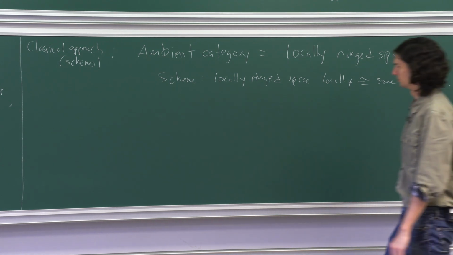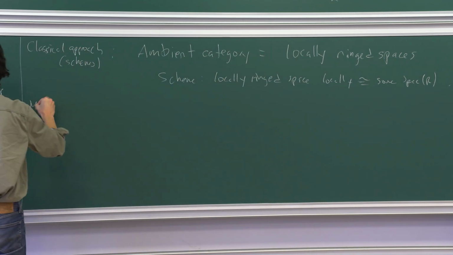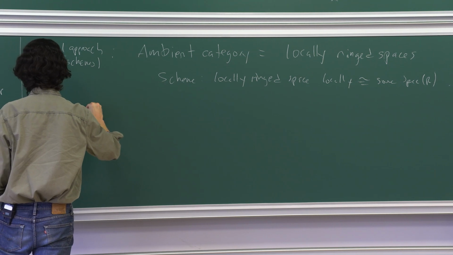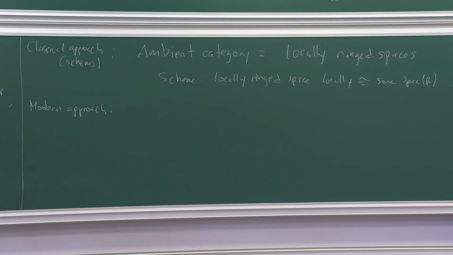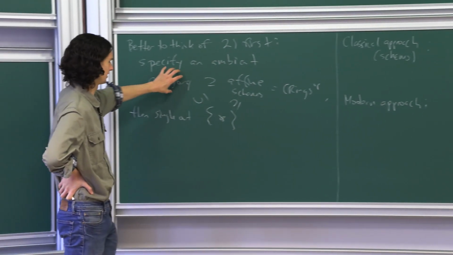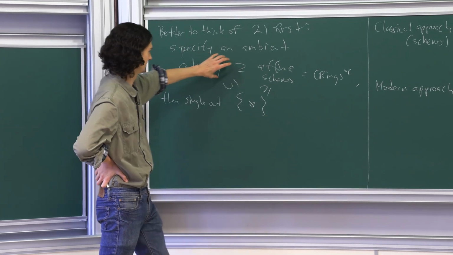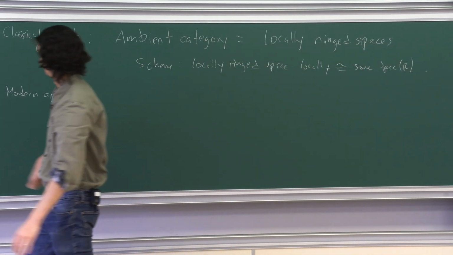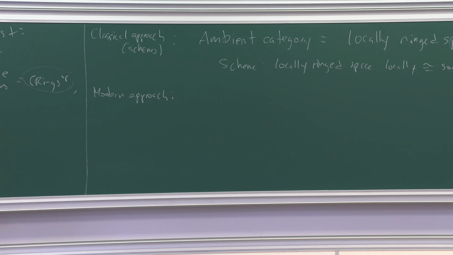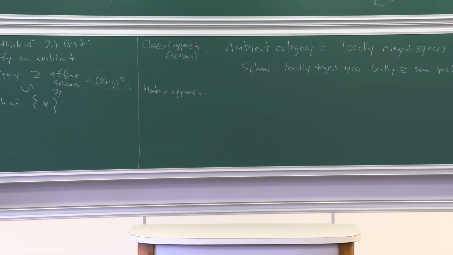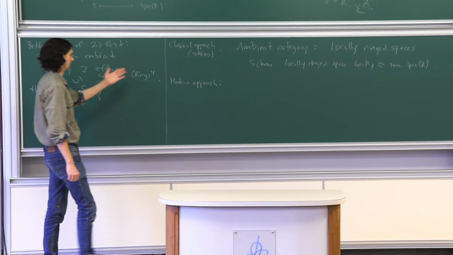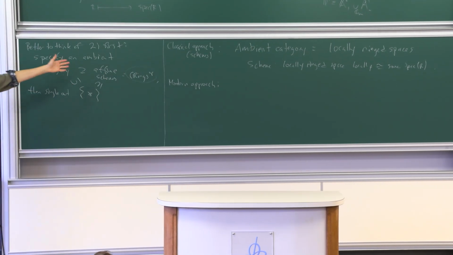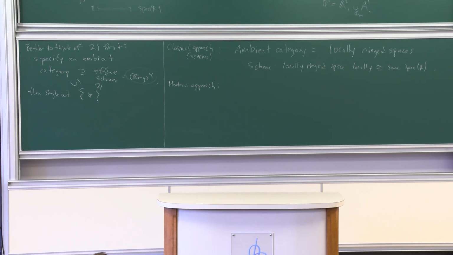But there's a more modern approach, which says we shouldn't try to be particularly clever about choosing an ambient category. We don't have to think of the concept of a locally ringed space. We can just formally build an ambient category based on this category of commutative rings, and then just work there. So we want to build a category where you're allowed to do arbitrary gluings of affine schemes, i.e. opposite to commutative rings.